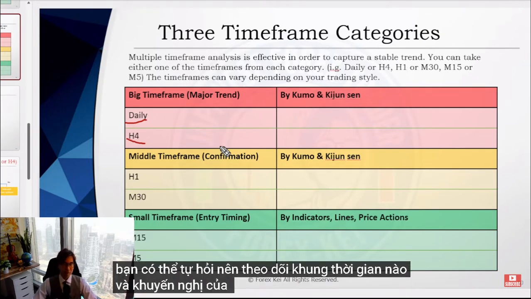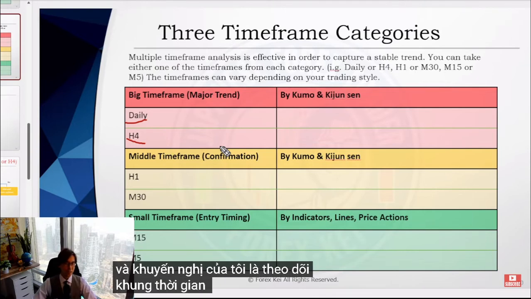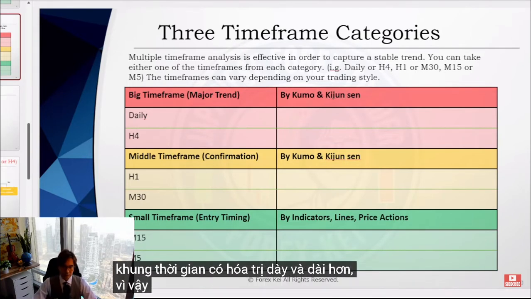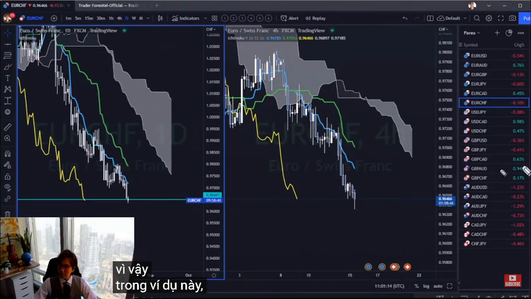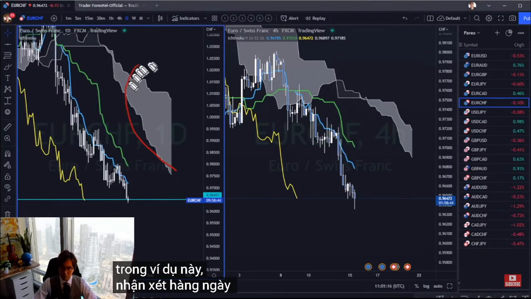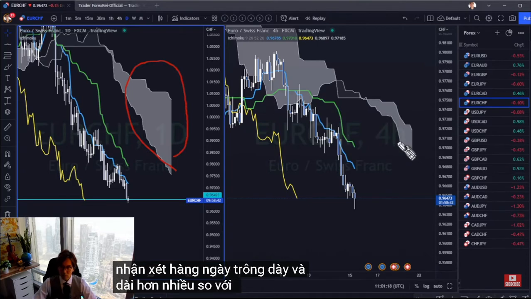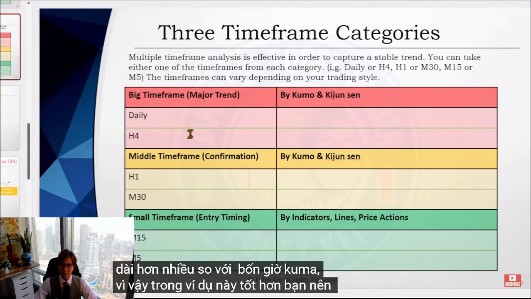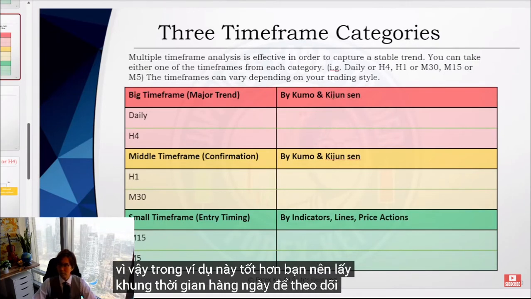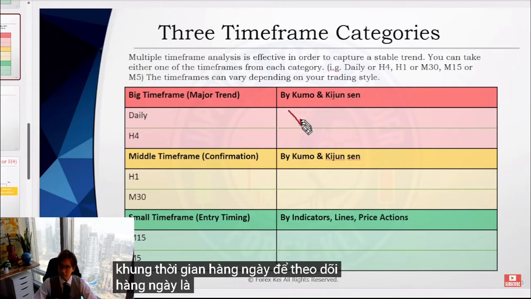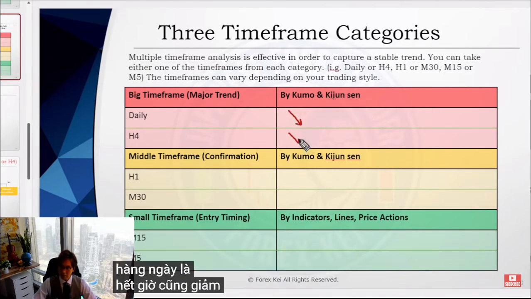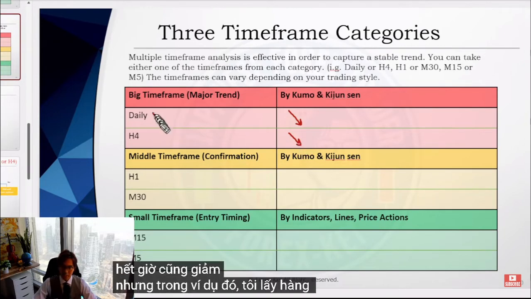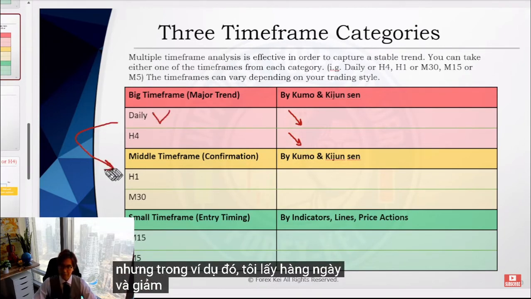My recommendation is to follow the one that has a thicker and longer kumo. So in this example, the daily kumo looks much thicker and longer than the 4-hour kumo. So you better take the daily time frame to follow. Daily is down, 4-hour is also down, but in that example, I take the daily and go down to either 1 hour or 30 to follow.